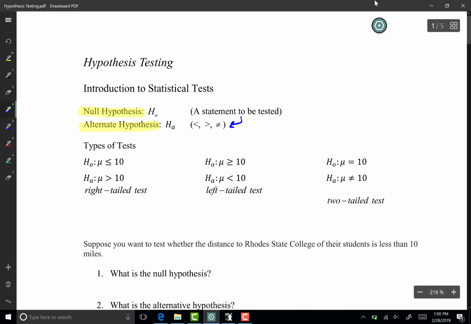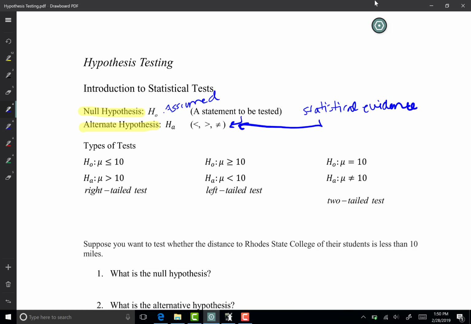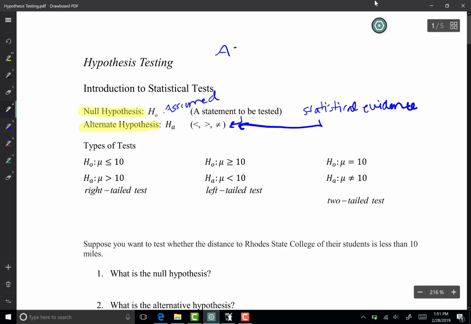So think about it this way too. Our null hypothesis is assumed to be true, and we're trying to find enough statistical evidence to prove the alternative. Okay, so in our court system, we're assumed innocent, and we have to find enough evidence to prove us guilty. At the end of the trial, you never have to prove your innocence, right? You're always assumed to be innocent. We have to find enough evidence beyond a reasonable doubt to prove that we're guilty.